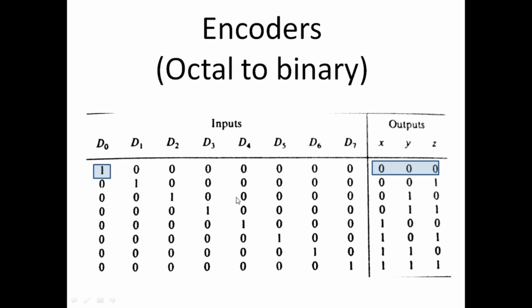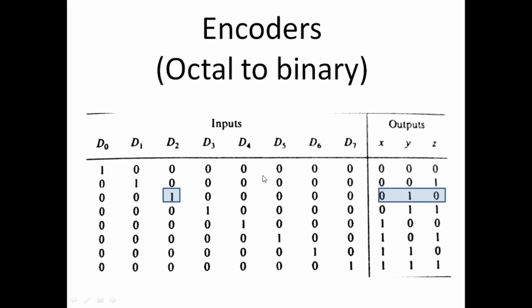Similarly, if the user presses another button, for example, presses button 1, then the output should be the binary equivalent of digit 1, which is 001, and that is represented like this. So only the second row shows that only D1 would be 1, and the values of all other input variables should be 0, and the binary equivalent of digit 1 is 001, as we know from the octal codes.